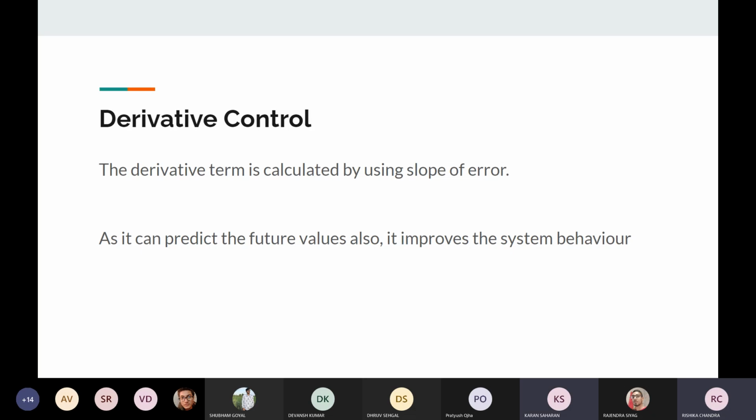Okay. This derivative control is clear, right? If the slope is positive, then it will try to make it negative, and thus will balance it. Clear? Yes, ma'am.